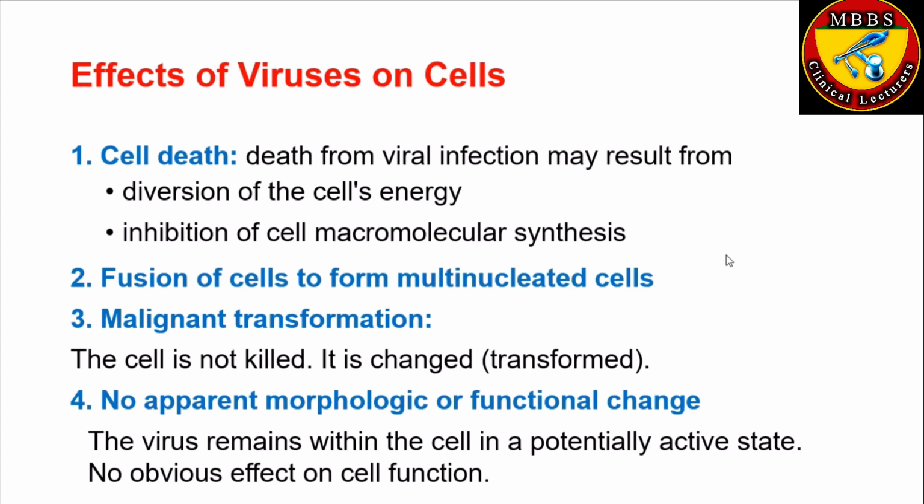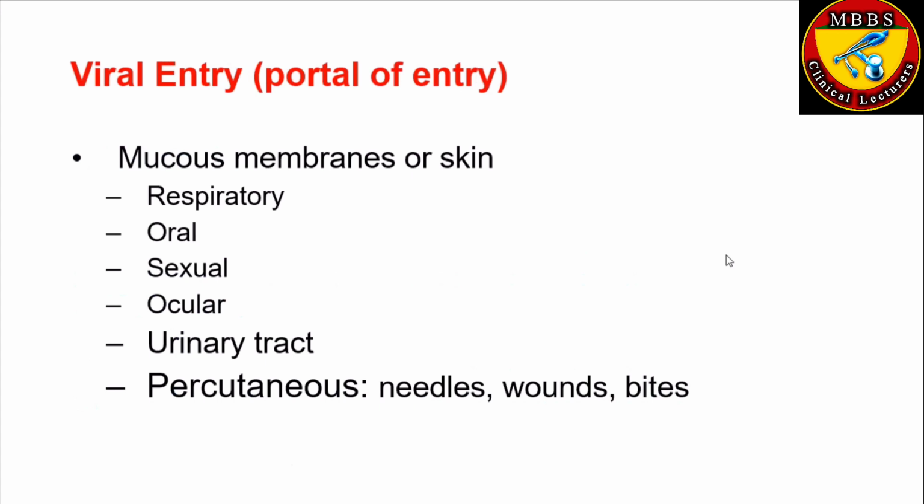Either the cell can die, or it can fuse to form multinucleated cells, or it can transform into a malignancy, or there may be no apparent morphological or functional change. The virus remains within the cell in a potentially active state, with no obvious effect on the cell function. Then comes the viral entry.